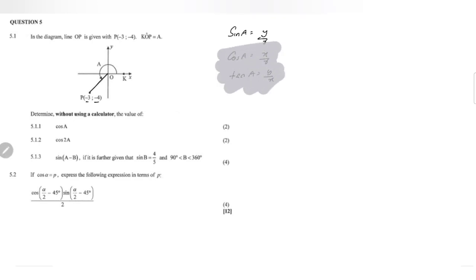Let me rub this. These things you know already. So here we know the x value. X value, let me write it here. X value is, sorry, -3. Y value is -4. Then the r value you have to find out by using this equation. What is that equation? R square is equal to x square plus y square. You will get r equal to 5, because it's a Pythagorean number, isn't it? 3, 4, 5, you know that. And r is always positive.